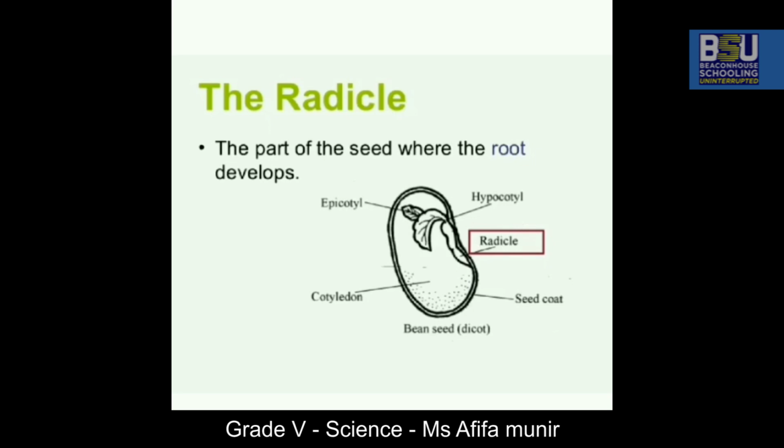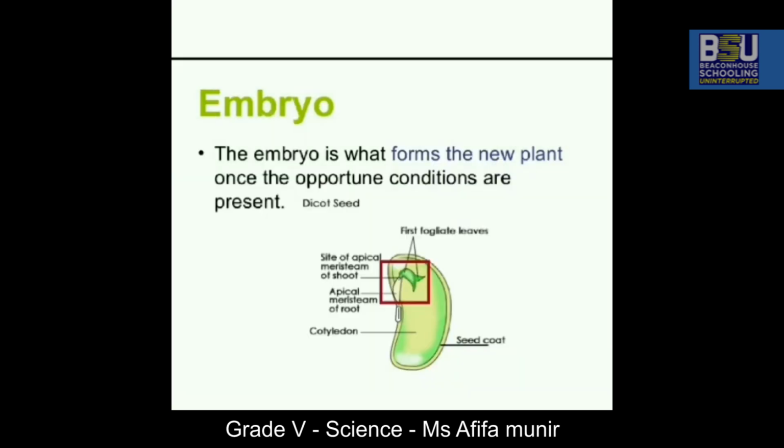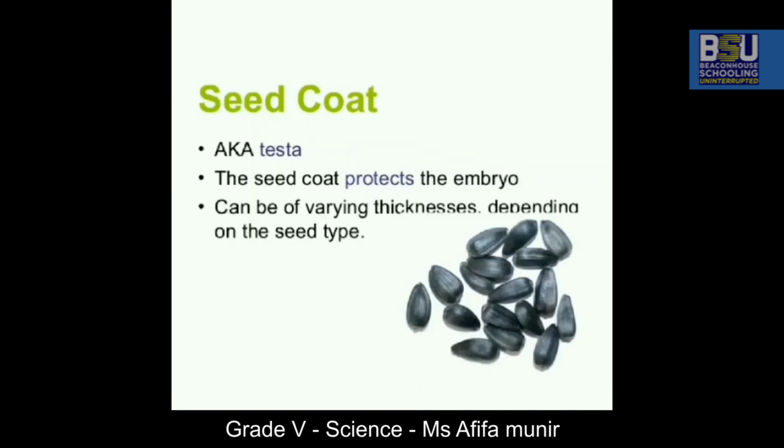The radicle is the part of the seed where the root develops. You can see in this diagram the radicle is very clear. Then comes the plumule, where the shoot tip with a pair of miniature leaves grows. That grows outside the ground, above the ground. Then comes the embryo. The embryo is what forms the new plant once the opportune conditions are present. So it basically develops into a new plant.